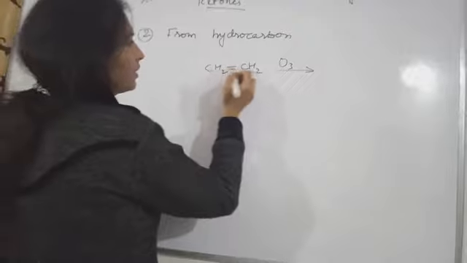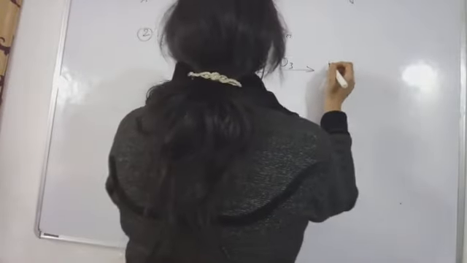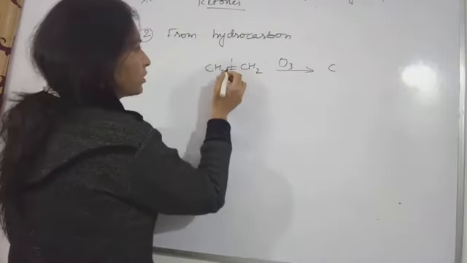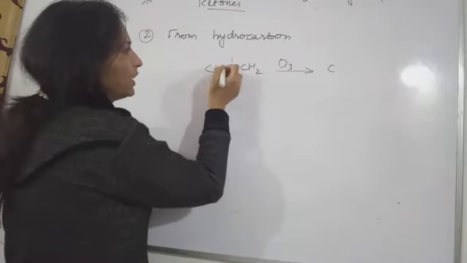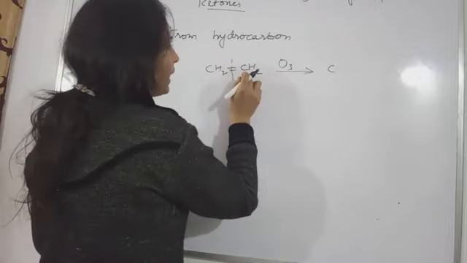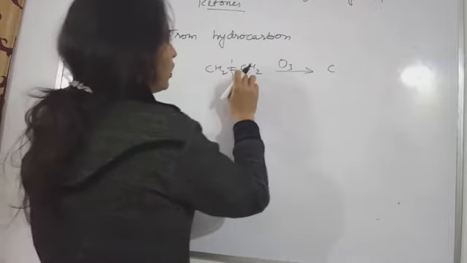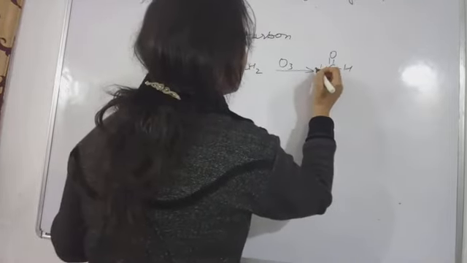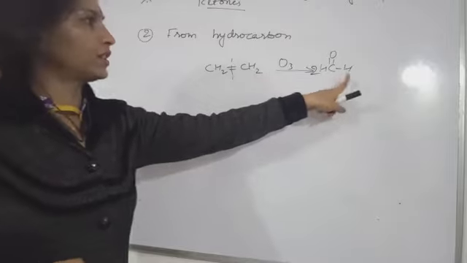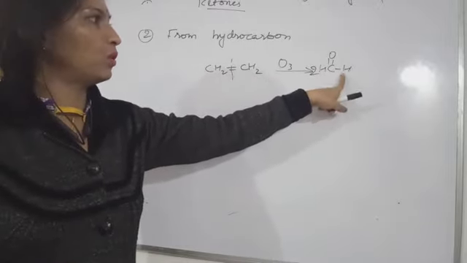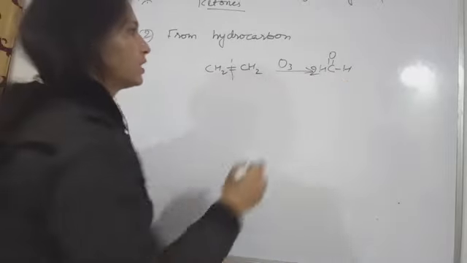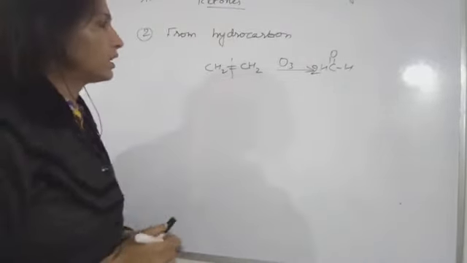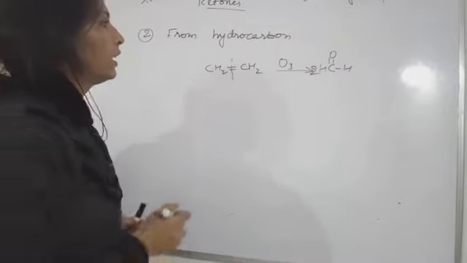In this case what you will get, this will break. If it is breaking, each half will get attached with CH2, then double bond with this O, and here also double bond with O. So what did you get? You got HC double bond O, so two molecules of HCHO. This is what? Formaldehyde. So two formaldehyde you got.